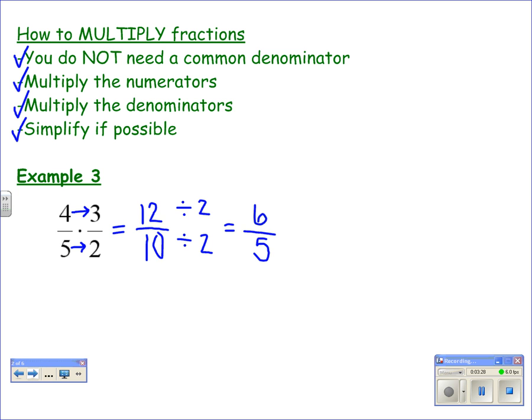Now, depending on who your teacher is, if you're just first learning how to add, subtract, multiply, and divide fractions, they might say you can leave it as an improper fraction, 6/5. If not, to change this into a mixed number, 5 goes into 6 one time, with 1 left over, so 1 and 1/5 would be your final answer.